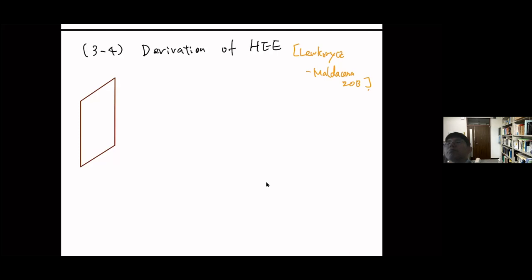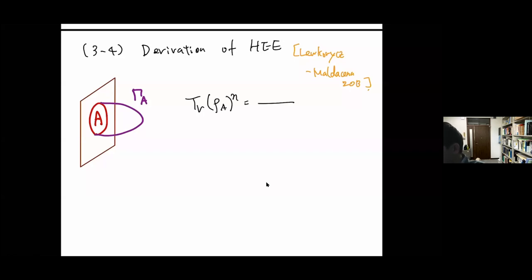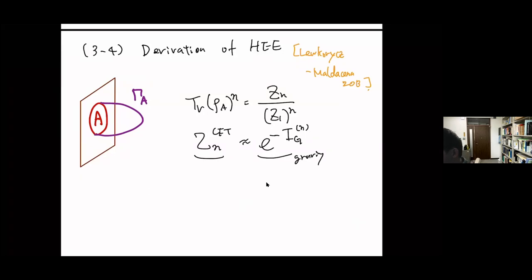I just gave the minimal surface formula, but of course it should be derived from the basic principle of AdS/CFT, namely the equivalence of partition functions. How can we do this? It's actually not so difficult. We have a subsystem A here, and a minimal surface gamma A. But we can always get back to the calculation of entanglement by using the replica trick. We compute trace rho A to the n. The n-th CFT partition function is like this, exponential of minus I_n. This CFT partition function is computed by the gravity partition function. This is the AdS/CFT principle, the bulk to boundary relation: the gravity partition function.